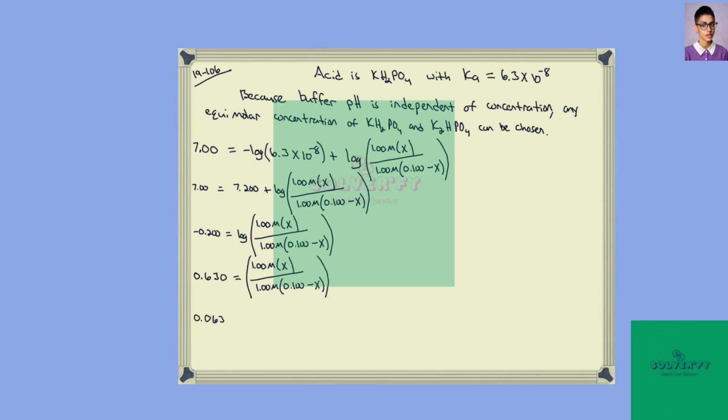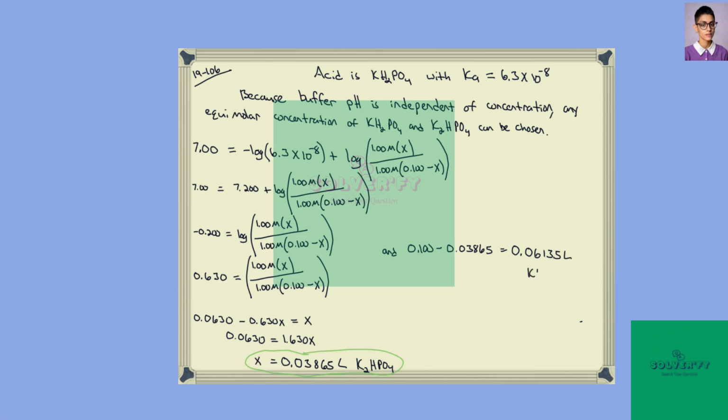I'll then multiply both sides by this denominator, and I get this expression with just x on the right hand side. I then collect my like terms and divide by 1.63 in order to isolate my x, and I get an x of 0.03865. That again is the volume in liters of the base. To calculate the volume in liters of the acid, I simply need to subtract it from the target volume of 100 milliliters or 0.1 liters, and I get 0.06135 liters of the acid.